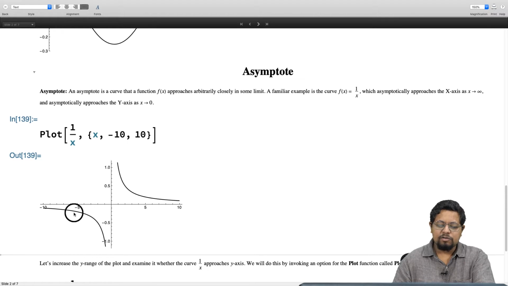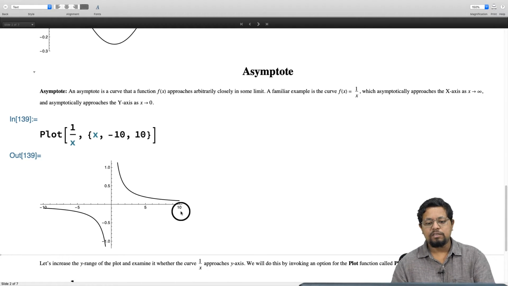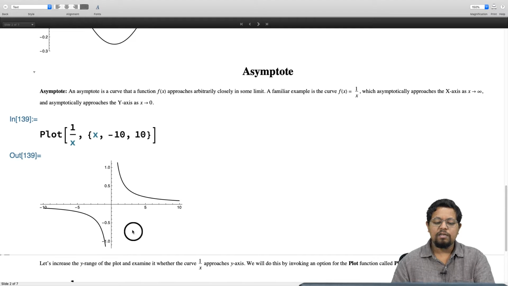On the left hand side, as x goes to minus infinity, the function becomes parallel to the x-axis, and as x goes to 0, it becomes parallel to the y-axis. It approaches the y-axis. So the x-axis and y-axis are called asymptotes of 1 over x. The x-axis is an asymptote of 1 over x in the limit x goes to plus infinity or minus infinity, and the y-axis is an asymptote of f of x, or 1 over x, as x goes to 0.